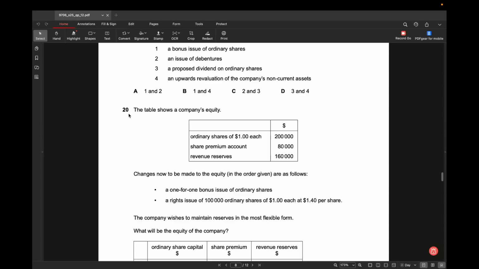And question 20. The table shows a company's equity: ordinary share of $1 each, 200,000. Then share premium 80,000, revenue reserve 160,000. Revenue reserve includes general reserve and retained earning, but they did not segregate that, so we assume there is only one revenue reserve. First one is a 1-for-1 bonus issue of ordinary share. So first we give the bonus shares, and then after that a right issue of 100,000 ordinary shares of $1 each at 1.40 per share. So we'll give it at premium.